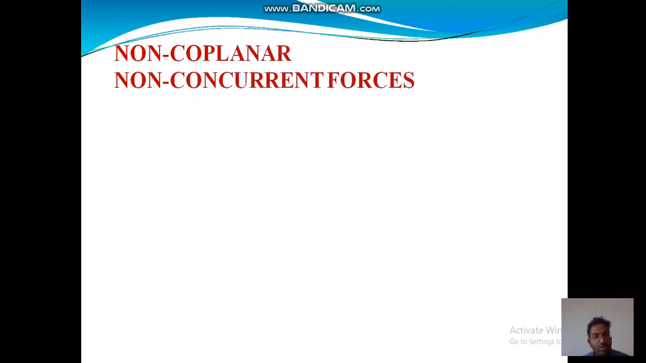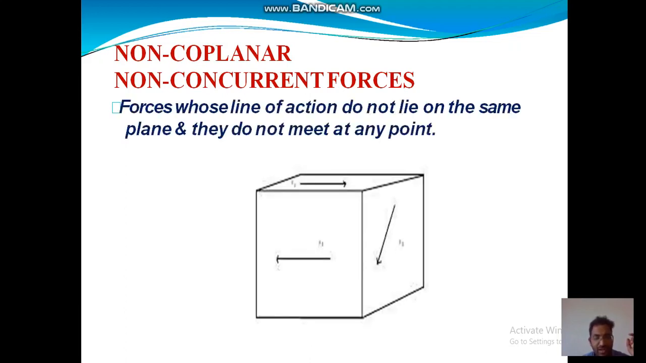And the next one, non-coplanar and non-concurrent forces. The forces are not in the same plane as well as not meeting at one point. Then we can say they are non-coplanar non-concurrent forces. See this figure. Each force is acting in a different plane and they are not meeting even at a single point. So this is the best example.